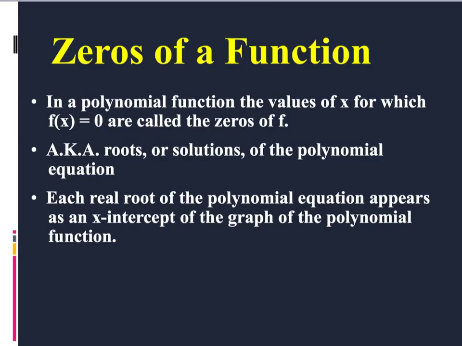Alright, so we have zeros of a function. Remember, zeros are synonymous with roots, solutions, x-intercepts. So whenever you see any of that, we're referring to the x-intercepts. So in a polynomial function, the values of x for which f of x equals 0, remember f of x is synonymous with y, are called the zeros of f. Again, roots, solutions of your polynomial equation. Each real root of the polynomial equation appears as an x-intercept of the graph of the polynomial function. Notice that we're using the word real root.